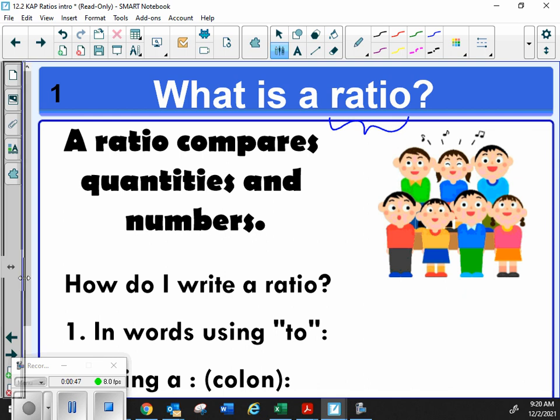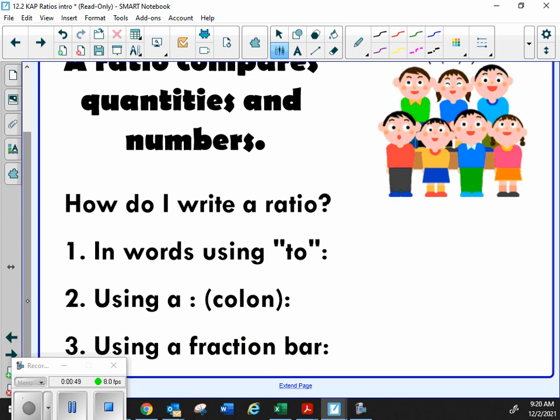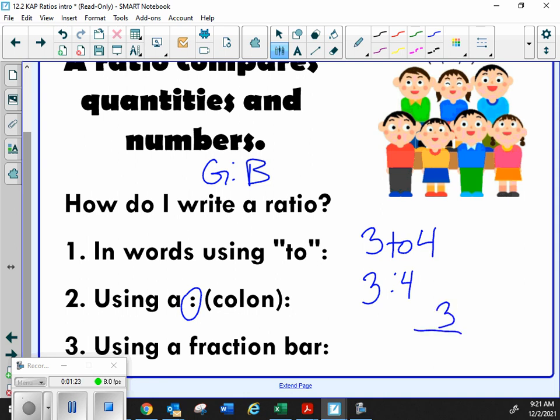Okay, so there's a couple different ways that we write ratios. We can use words, we can use a colon, and we can use a fraction bar. So I'll show you all three. If Ms. Lytle asks you for the ratio in this picture of girls to boys, how many girls are in that picture? Three, and there's how many boys? Four. So we can write that three different ways. We can say the ratio of 3 to 4. We can use the colon 3:4, and then a fraction bar. You put the numerator 3 over 4.